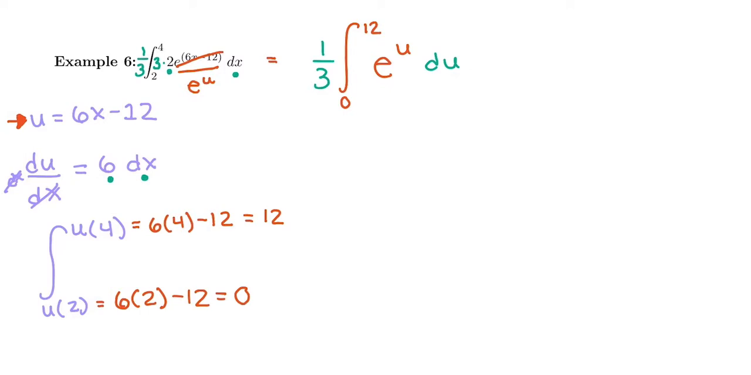So one way of saying it is 2 dx is 1/3 of my perfect du, or the other way is putting that 3 in there and the 1/3 outside, and then you have your du inside. Either way is fine. So now I'm ready to integrate. The antiderivative of e to the u is just e to the u plus k, or in this case, e to the u with an evaluation bar, from 0 to 12.